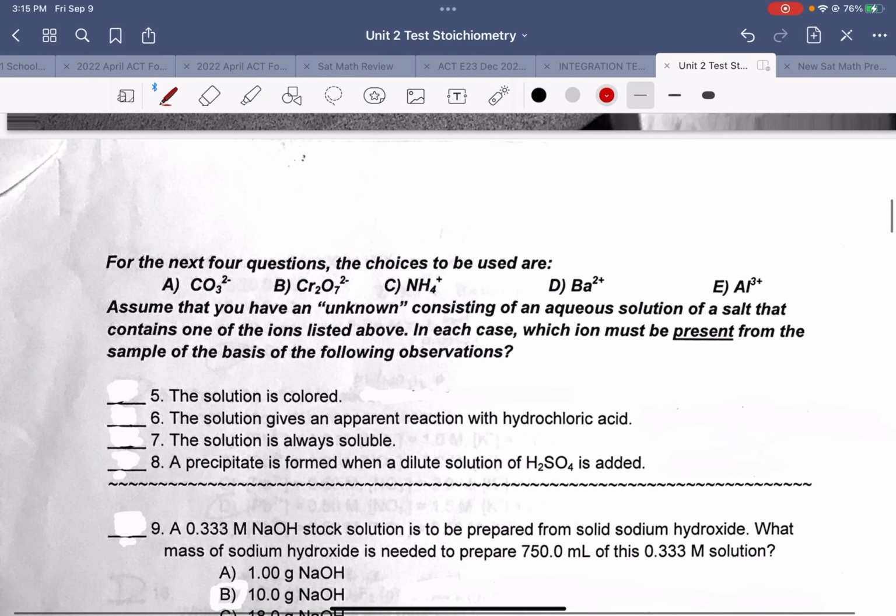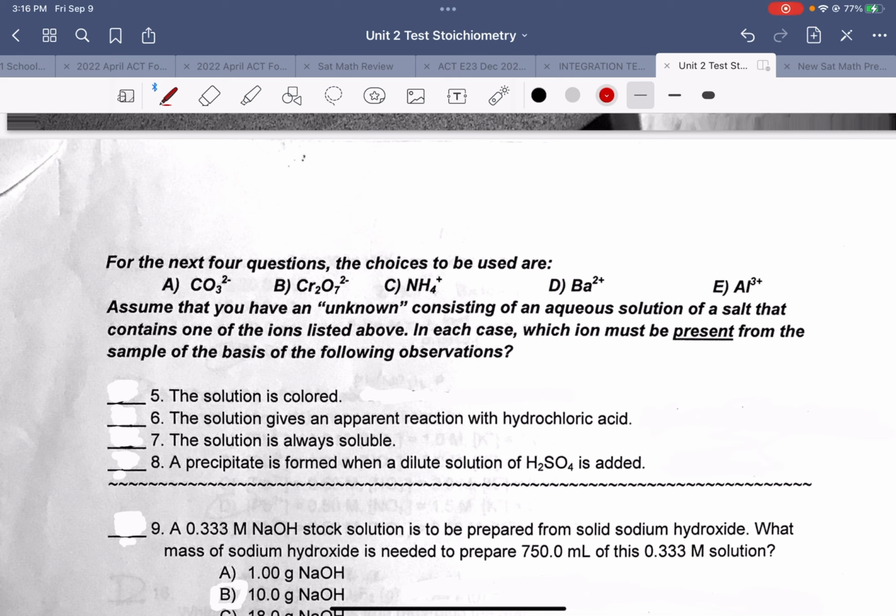Now next one. For the next 4 questions, the choices to be used are CO3 2 minus, Cr2O7 2 minus, NH4 plus, Ba2 plus, and aluminum 3 plus. Assume that you have an unknown aqueous solution of a salt that contains one of the ions listed above. In each case, which ion must be present in the sample on the basis of the following observation.